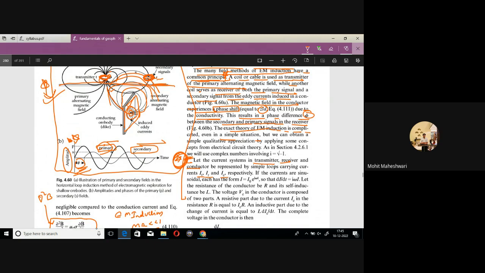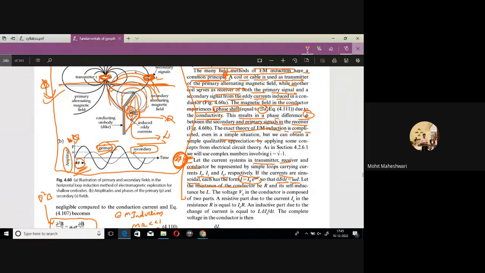Okay, now what happens? Let's see. If the currents are sinusoidal, that's a very, very important concept, then we can express the current in this form, right? Then we can relate that the first derivative of the current will be i omega times the current. Now let's see what is given there. Now you have a conductor. So there are two properties, two resistive things in the conductor. One is due to the resistance and one is due to the inductance.